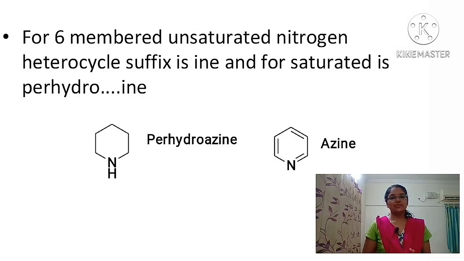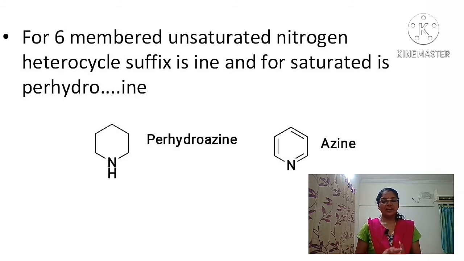So coming to the 6-membered nitrogen heterocyclic compound. In this nitrogen 6-membered heterocyclic compound, it can again be saturated or unsaturated. If it is unsaturated, the suffix used is ine, and if it is saturated, it can be named with the suffix perhydro-ine.